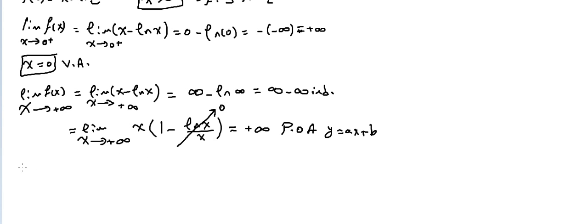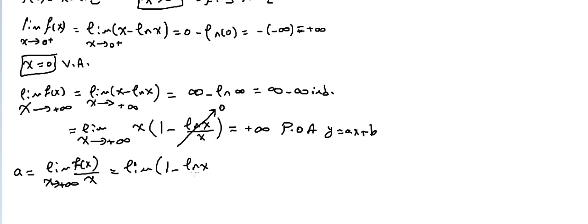We have to go and find a first. a is always equal to the limit of f of x over x as x approaches plus infinity, which is the limit of (x minus ln x) divided by x, so x divided by x is 1 minus ln x over x as x approaches plus infinity. This will be 0, and what's left is 1. Since a is a constant, we have to go and find b. What is b?